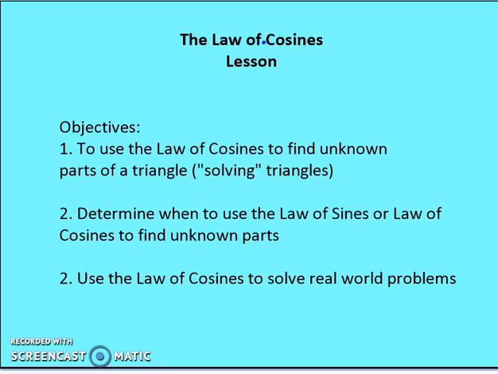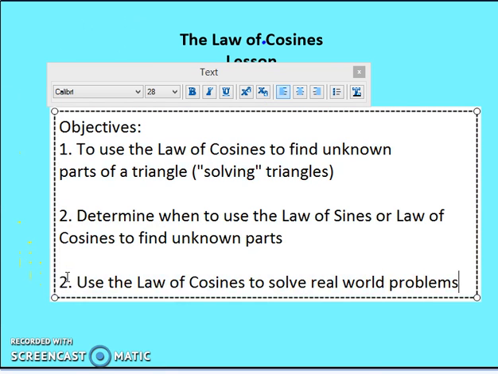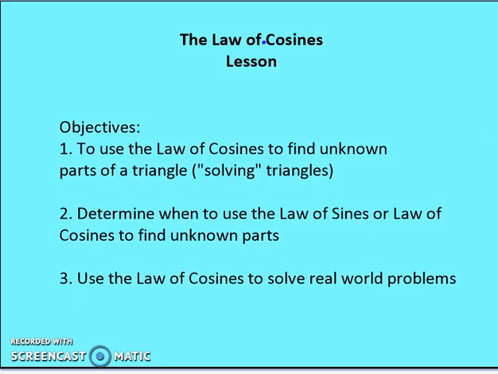In this edition of Otten Math, we're going to talk about the law of cosines. Our objectives are to use the law of cosines to find unknown parts of a triangle, which we're calling solving triangles. Then we're going to determine when to use the law of sines or the law of cosines to find unknown parts, and use the law of cosines to solve real-world and application problems.